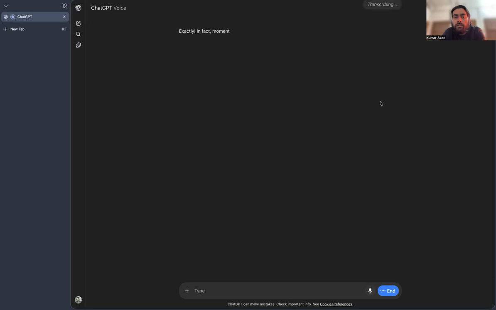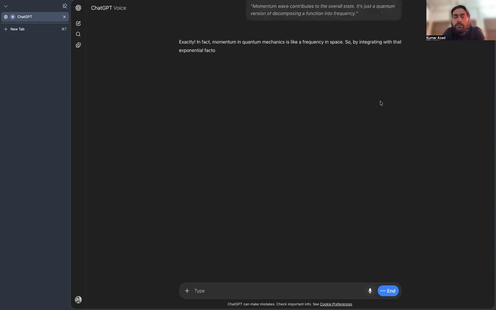Exactly. In fact, momentum in quantum mechanics is like a frequency in space. So by integrating with that exponential factor, you're picking out how much of each momentum or spatial frequency makes up the wave function. This lets you switch perspectives, making certain calculations more natural, just like breaking a melody into pure tones.